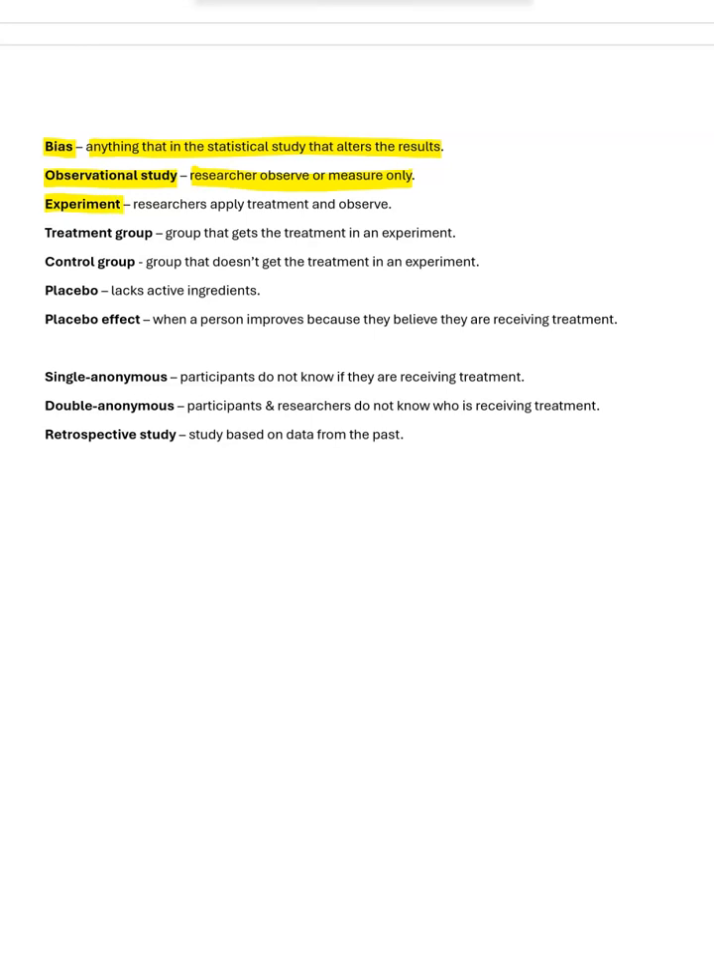Now, an experiment, on the other hand, they do get involved, right? They apply treatment and they observe. So they're hands-on when it's an experiment, right? Kind of think Frankenstein. Now, a treatment group, this should tell you, if it's got treatment, that this is a group that gets the medicine, right? They get some kind of treatment, whether it's medicine or, if they're a chiropractor, some kind of adjustment. Like they get some kind of hands-on activity during their study.